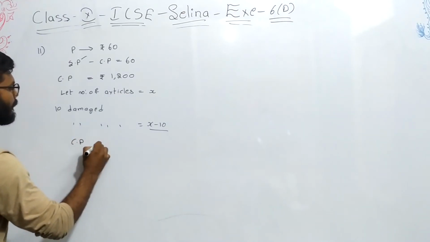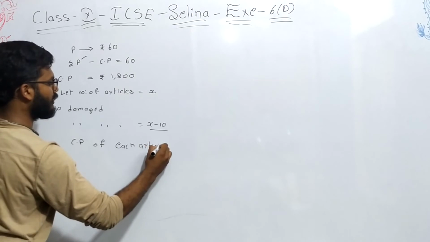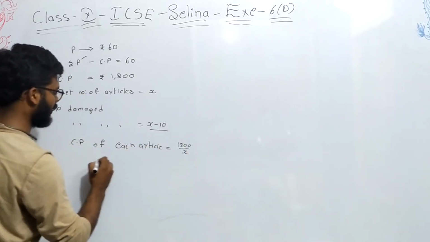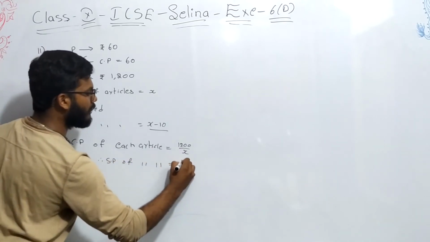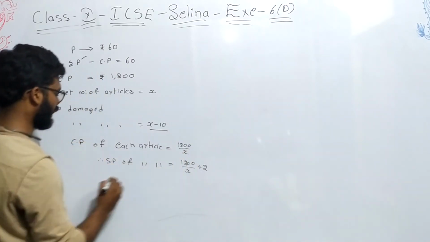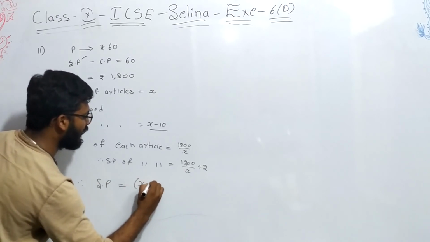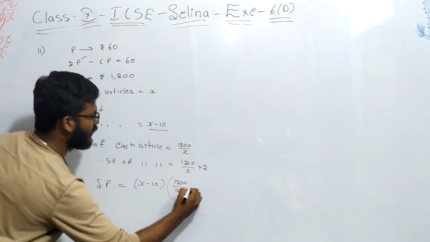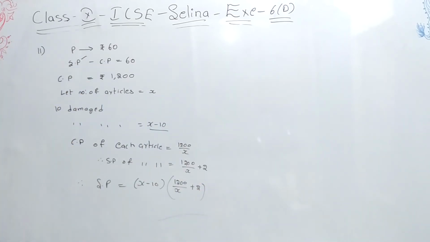So price of each article is how much? It is equal to 1200 by x, right? Therefore selling price of each article is how much? 2 rupees more than this, so 1200 by x plus 2. Therefore total selling price is equal to number of articles into cost of each, right? Next, what do we have to do?